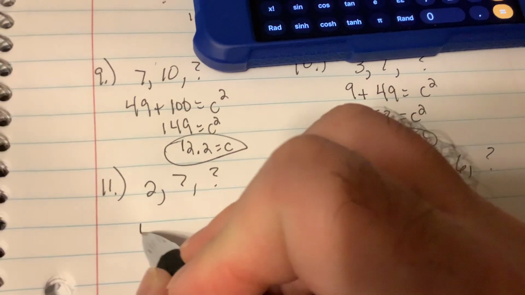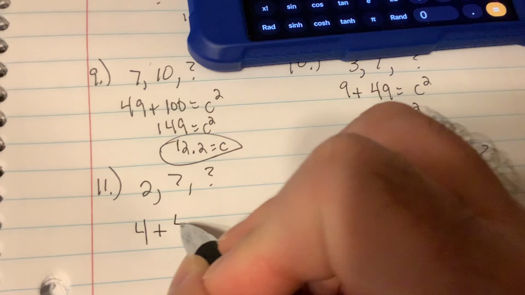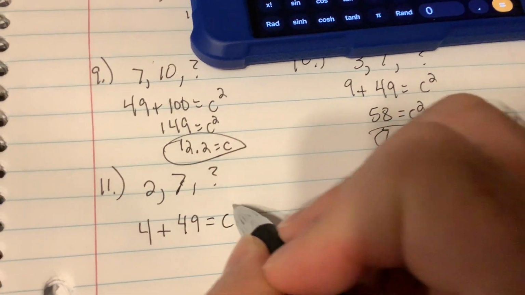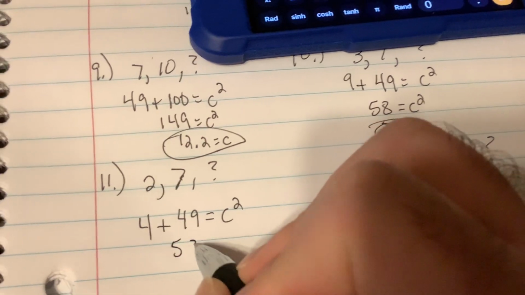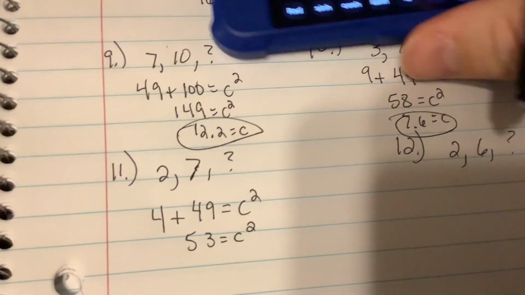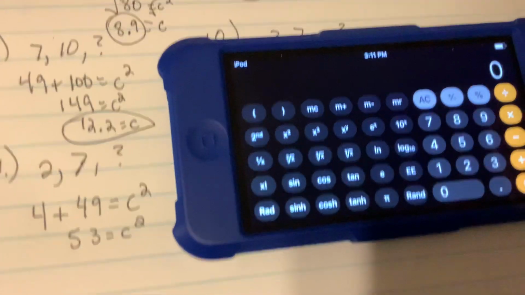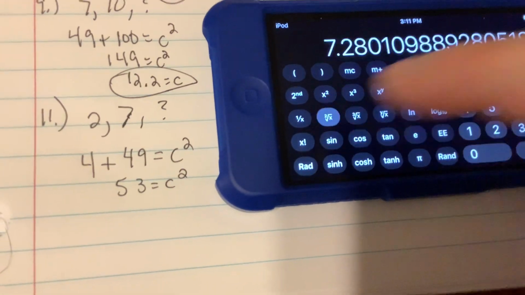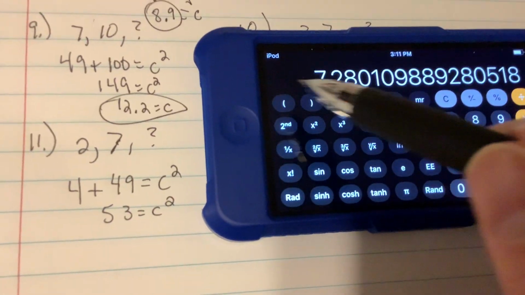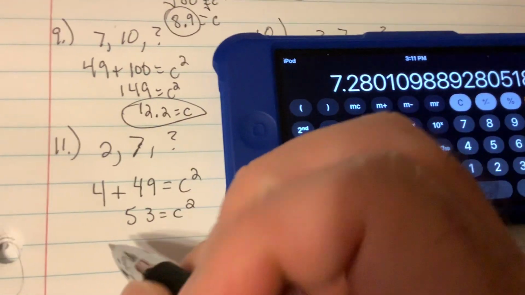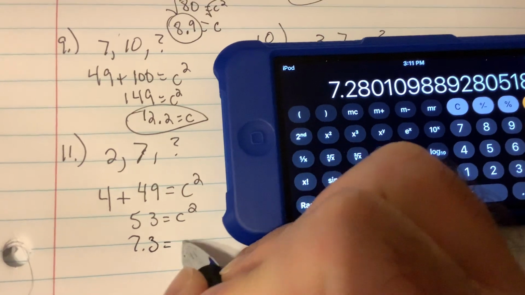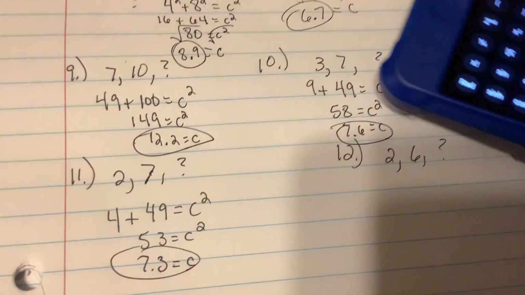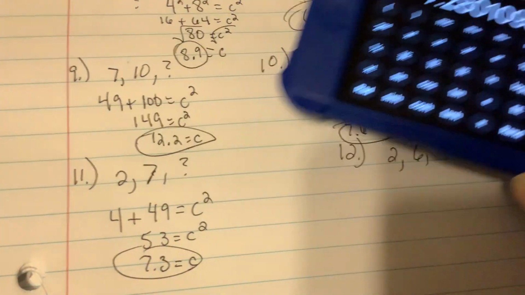Okay, this one's going to be 4 plus 49. That's a 7. Equals c squared. So this one's going to be 53 equals c squared. So this will be pretty close to the last one, but just a little bit different. So 53, a little smaller, is going to be 7.3 rounded to the nearest tenth. So very close. Okay, 7.6, 7.3. That's because they only changed the one side a little bit.